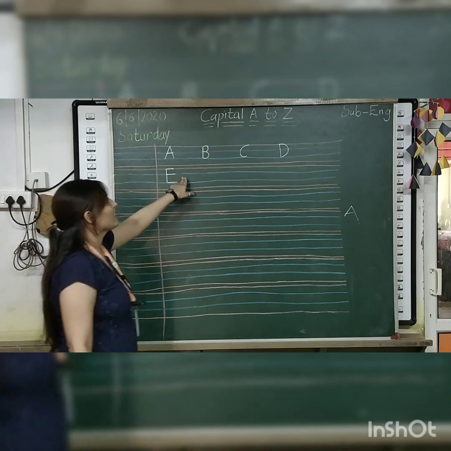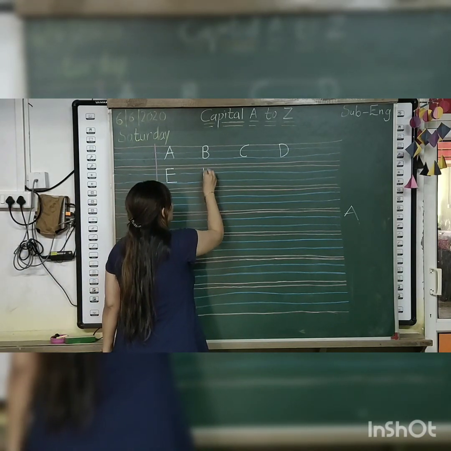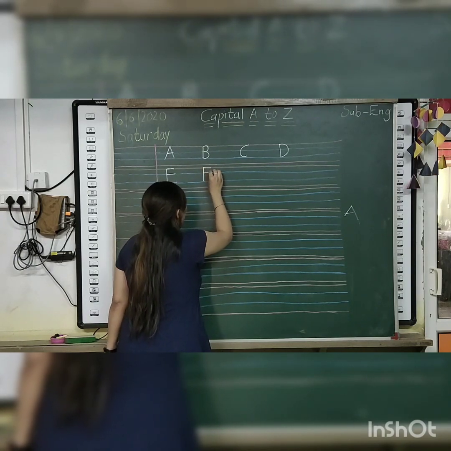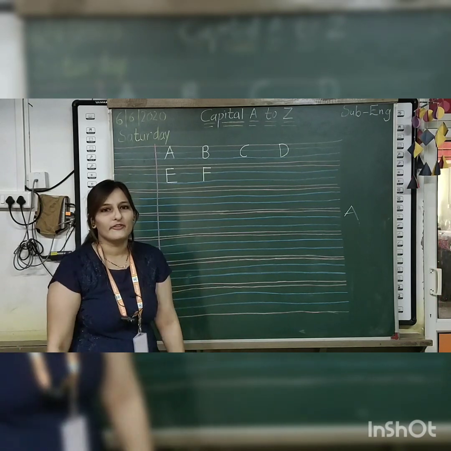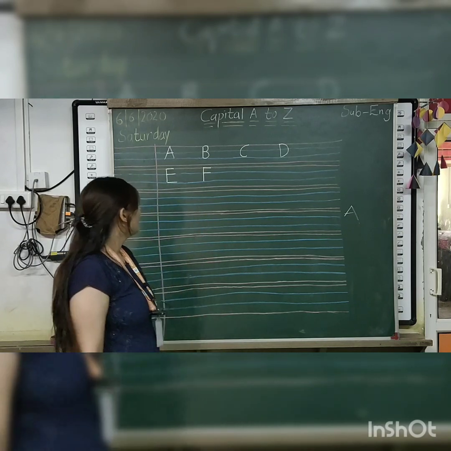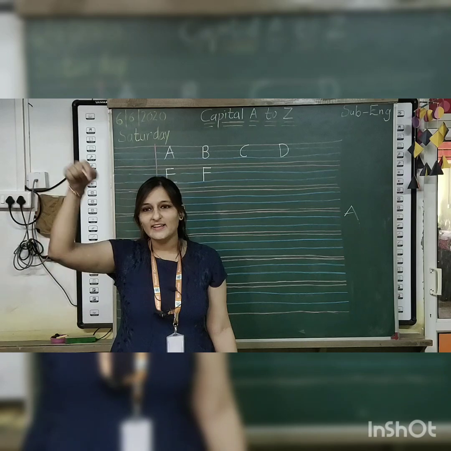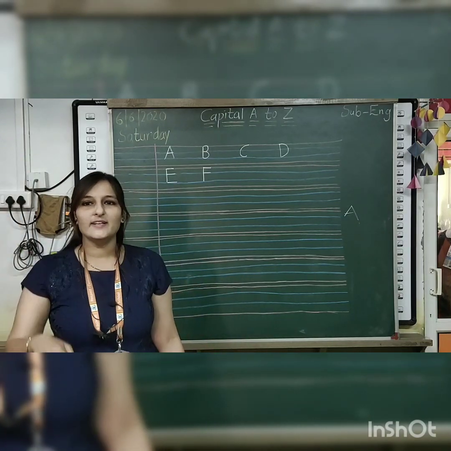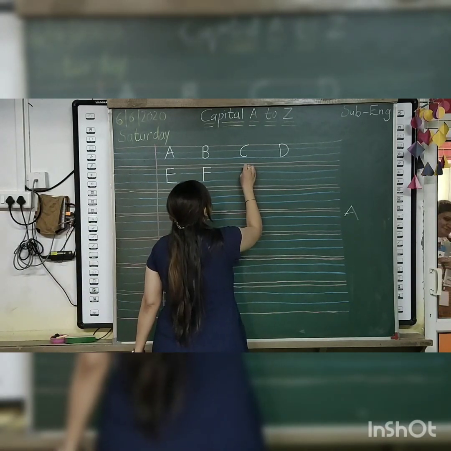Next, leave 2 finger space, then F. Standing, sleeping, again sleeping. F for fish. Where do you see fish? Inside water. Next, leave 2 finger space, then write G.